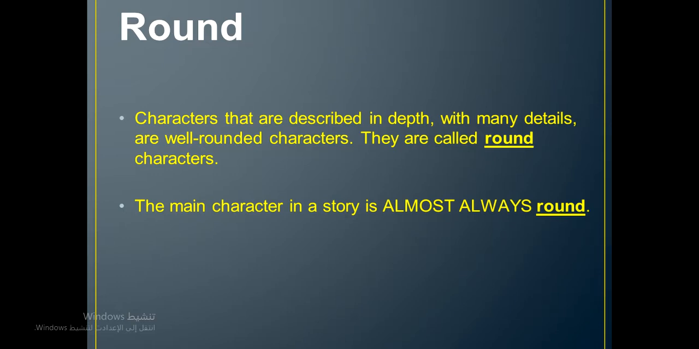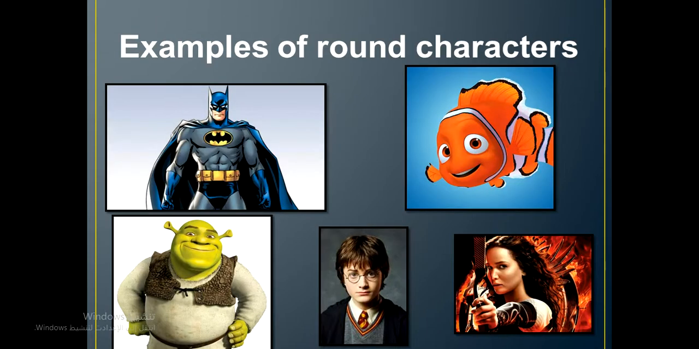Well, round characters are usually described in depth with many details, so they are called round characters, and usually the round character is the protagonist in the story, since many details about him are described to the reader. Here are some examples of round characters, who are deeply described to the reader. For example, we have Harry Potter, we have Batman, we have also Shrek.